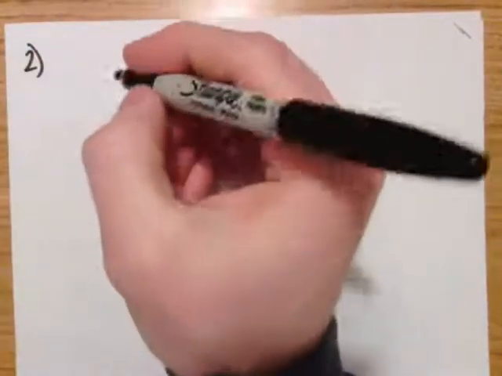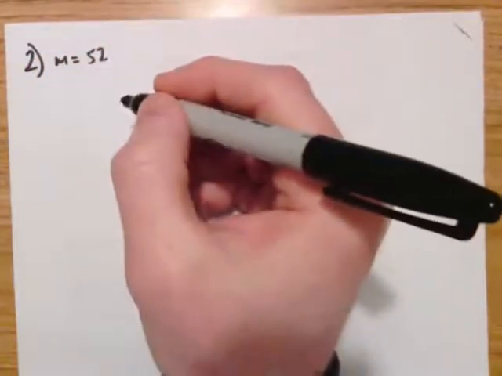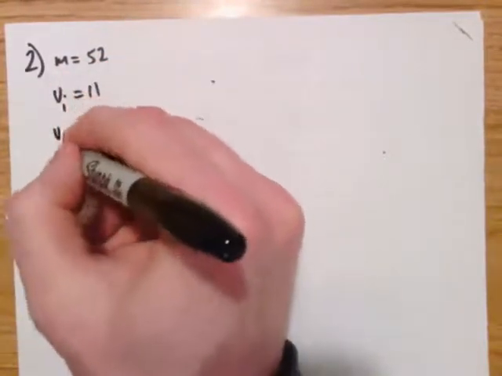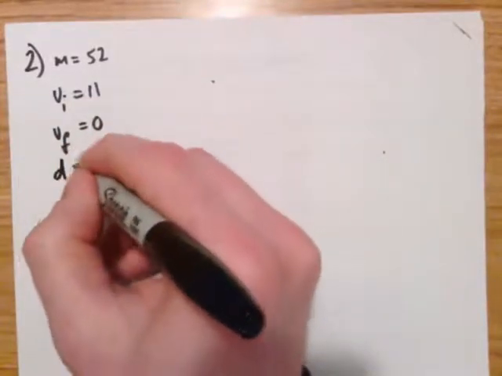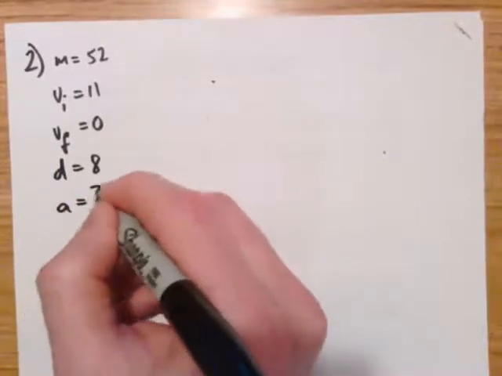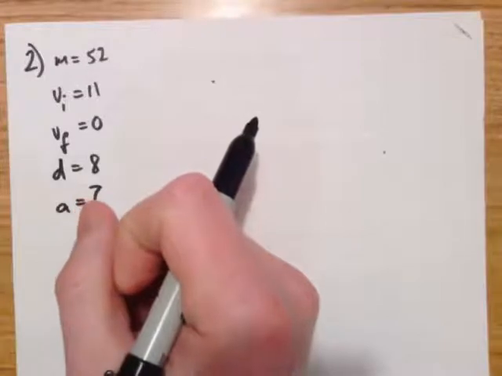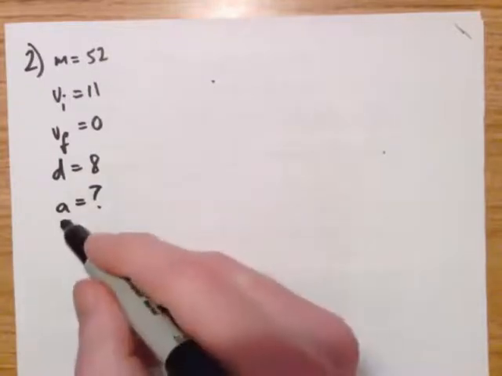All right, number 2 on page 232. What does this say? 52 kilogram ice hockey player. M equals 52. Moving at 11. Oh, it's initial. VI equals 11. Slows down and stops. VF, come to a stop, that means final velocity is 0. Displacement of 8. Probably going to need acceleration again. Calculate the net force on the skater. So we need acceleration, then F equals ma.